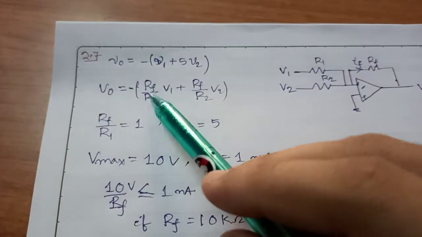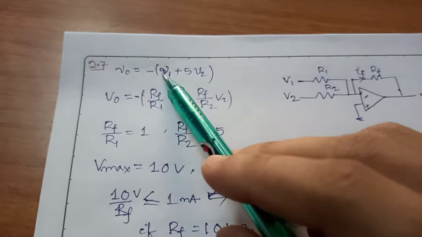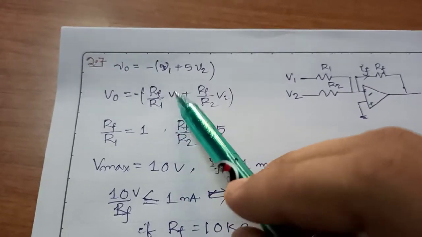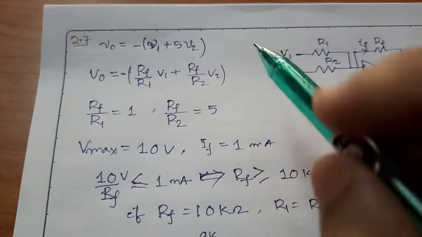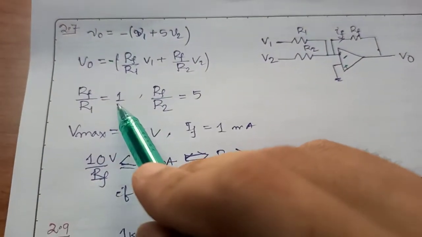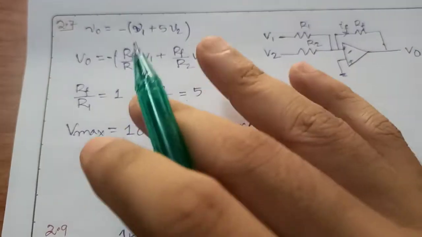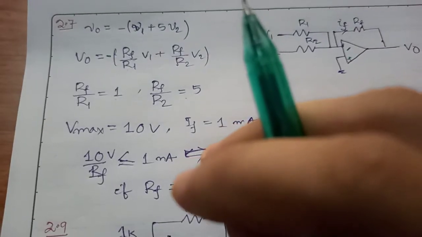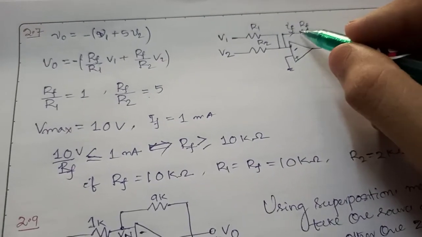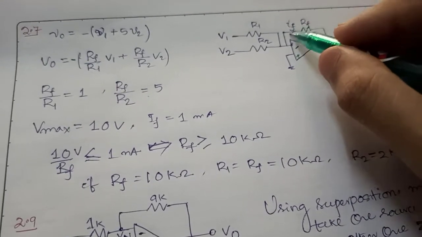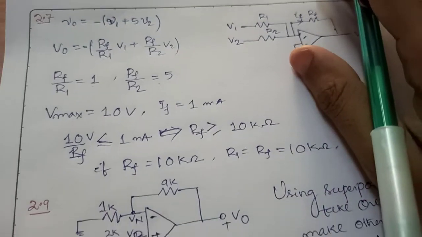If I compare, RF by R1 is nothing but the coefficient of V1, that is 1. RF by R2 is nothing but 5. Okay, so these are the two equations that we got, RF by R1 and RF by R2. But in our question it is given that the maximum voltage should be 10 volt and the current in this RF, that is the feedback current IF, should be maximum 1 milliampere.